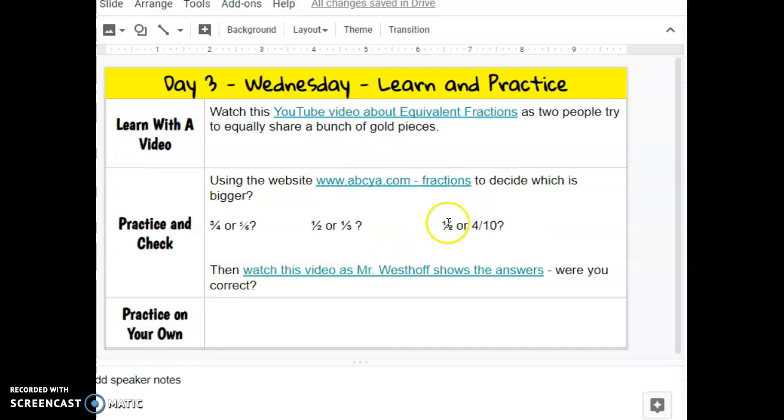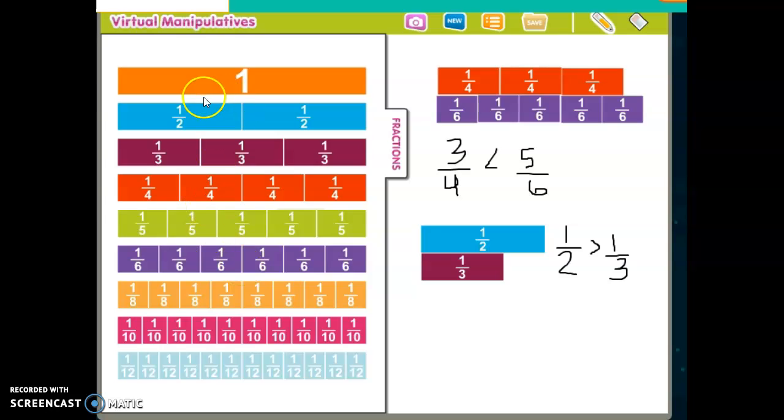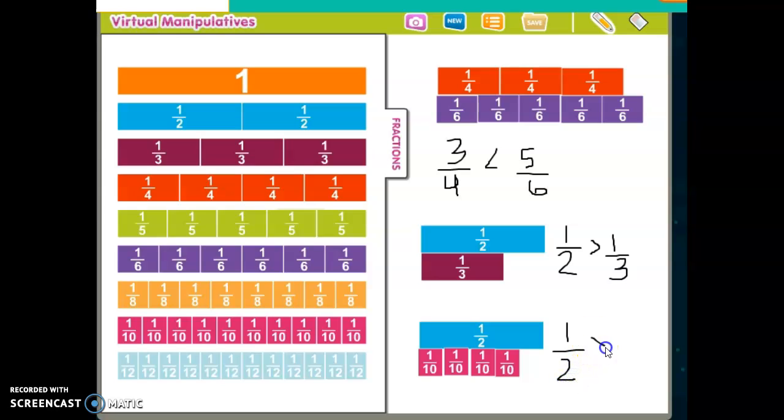And the next one was 1/2 or 4/10. Some of you might think to yourself, well, I already know the answer because half of 10 would be, if you said 5, you are correct. So I would say that 1/2 is bigger than 4/10.